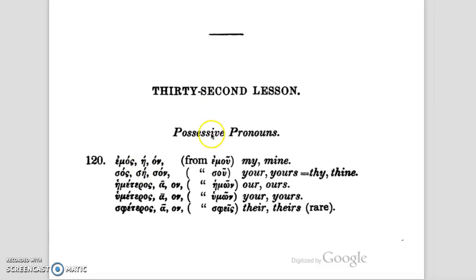So you can see that we're going to be learning about possessive pronouns. A possessive pronoun is anything like you see in this list here, where it's my, your, our, their, that kind of a thing. All right, so listen to me read it, and you just read along.